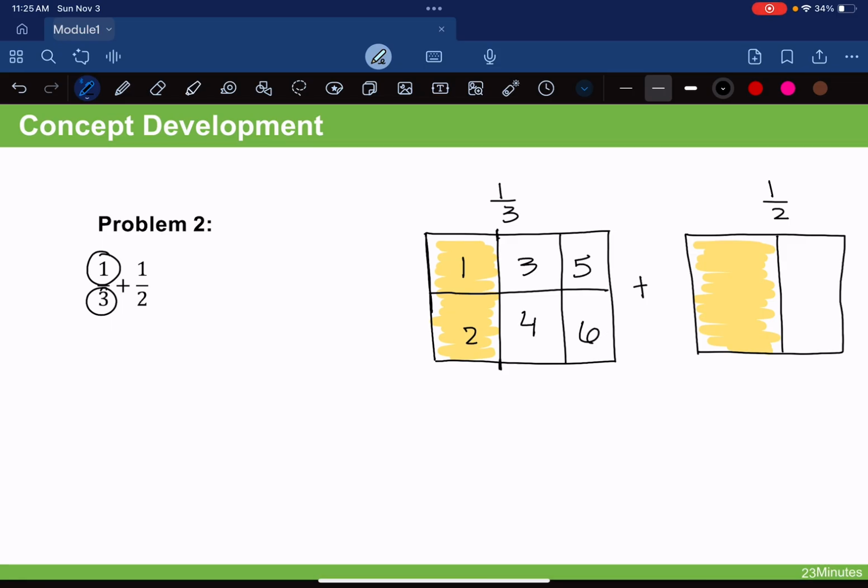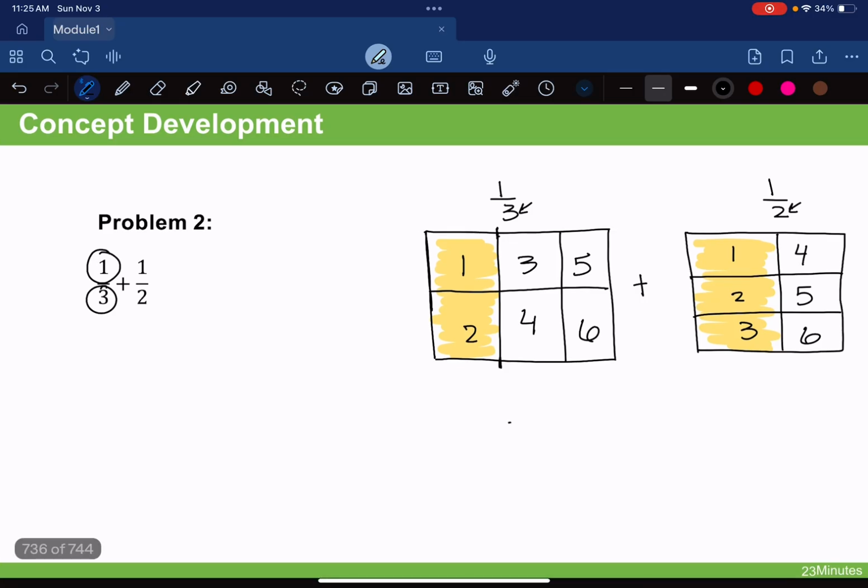So when I do the same to the other model, I should end up with a total of 6 parts as well. My denominator here is a 2, so I want to look at the opposite denominator, which is a 3, and I'm going to cut this into 3 parts going the opposite direction. So I should have 1, 2, 3, 4, 5, 6. They both have 6 parts, so my denominator is 6.